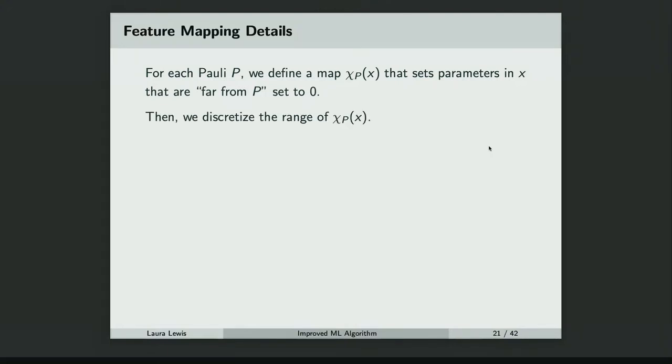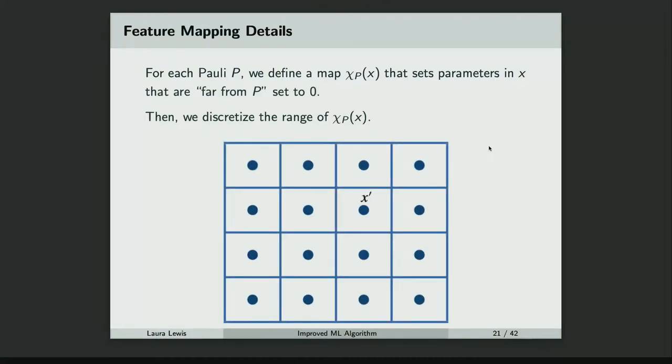And then what we do is we discretize the range of chi_P of x. So by the range of chi_P of x, I just mean the parameters, but with the parameters set to zero when they're far from P. So we discretize this. And when we discretize this, we just consider a sufficiently fine lattice of points. So here we have each of these points. And all that we're doing is we draw a box around each of these points. And for all of the vectors in this box, we map them all to their representative lattice point. Okay, so for example, in this box, we're mapping them all to x prime. I'm going to call this box, just some set of vectors, T, and it depends on x prime and P.